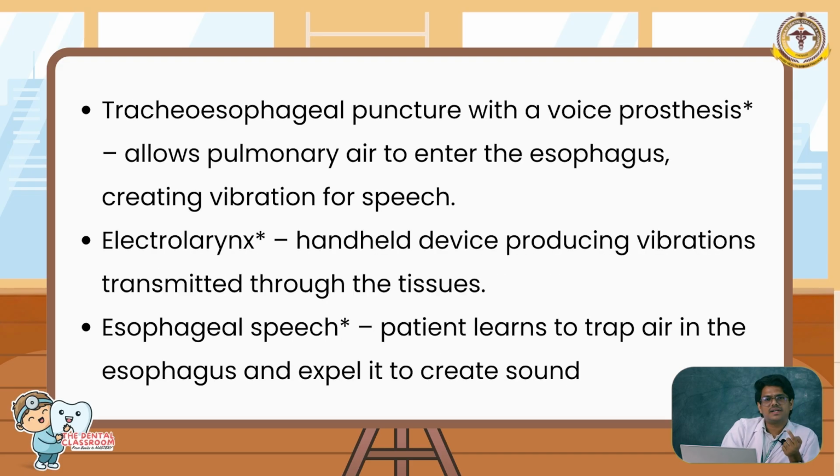Coming to voice rehabilitation after laryngectomy: the transesophageal puncture with a voice prosthesis, for example the Provox valve. It allows air to pass from the trachea into the esophagus to create vibration. Electrolarynx is a handheld, battery-operated device whose vibrations are transmitted to the oral cavity for speech. In oroesophageal speech, air is swallowed into the esophagus and released, causing vibration of the pharyngoesophageal mucosa.